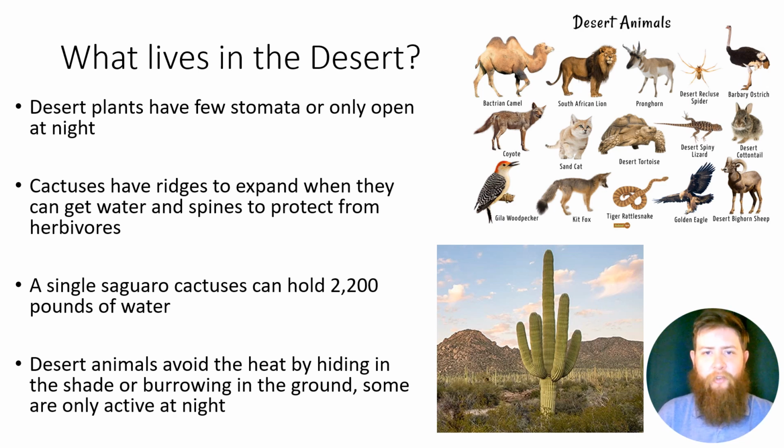Desert animals usually avoid heat by hiding in the shade or burrowing in the ground. Some of them are only active at night. They include things like rattlesnakes and kit foxes, coyotes, sand cats, tortoises. There can be bighorn sheep in the higher elevations. If you're in Australia, you've got Barbary ostrich there. If you're in Africa or Asia, you've got camels. So there are lots of organisms that call the desert home and are adapted to live there.